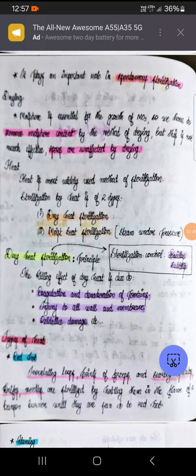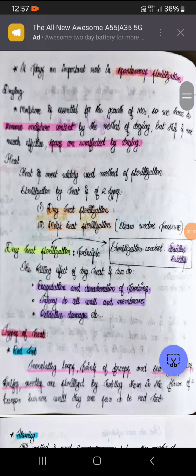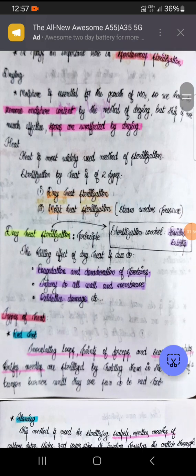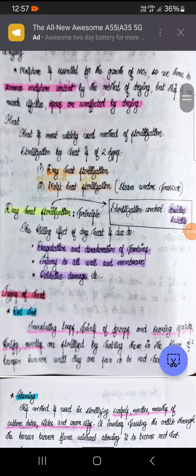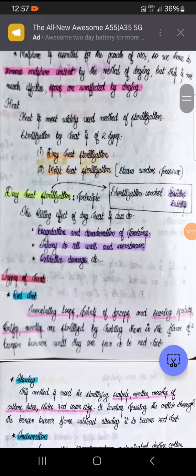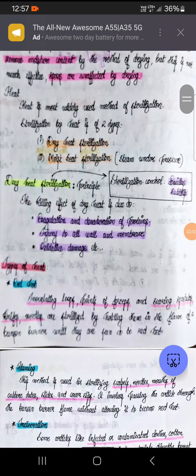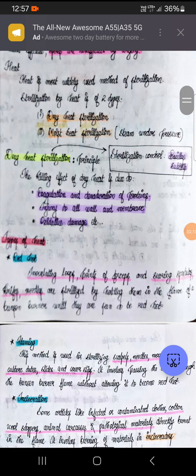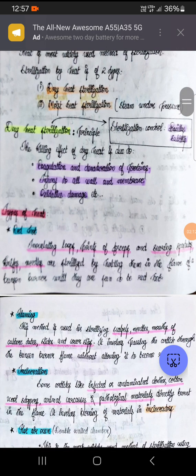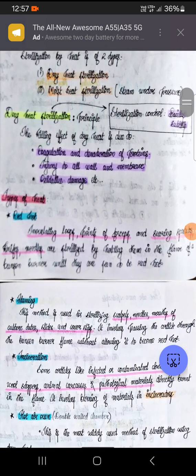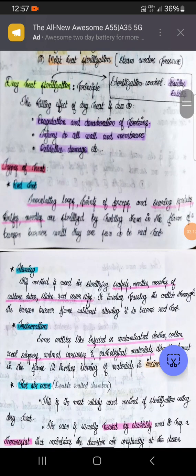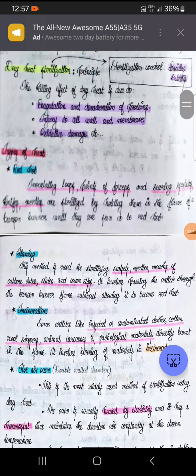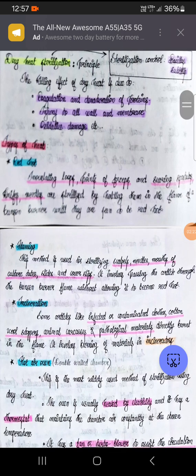Heat. Heat is the most widely used method for sterilization. Dry heat sterilization and moist heat sterilization, which is a method which employs steam under pressure. Dry heat sterilization: the control is Bacillus subtilis. The killing effect of dry heat is due to the coagulation and denaturation of protein, injury to cell wall and cell membrane, oxidative damage. Types of dry heat: red hot, for inoculating loops, points of forceps and shears, spatulas, knives, needles.